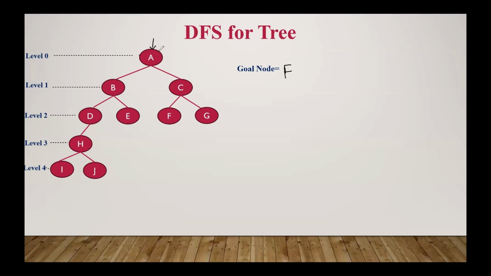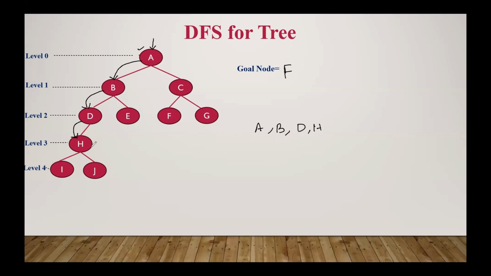Now A is visited, so we mark A as visited. Then we move to, for example, B. Now this is B. Is B equal to F? No, it is not a goal node. If it is not a goal, is there any child node present? Yes, there is a child node present. So we move to D and mark D as a visited node. Then from D, is there a child? Yes, there is a child. So we move to this one.